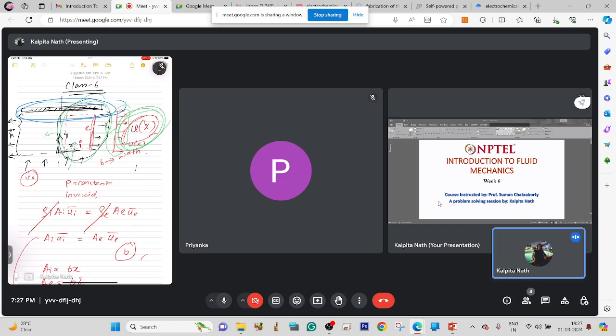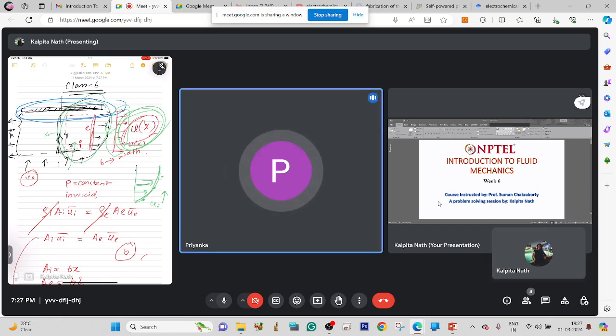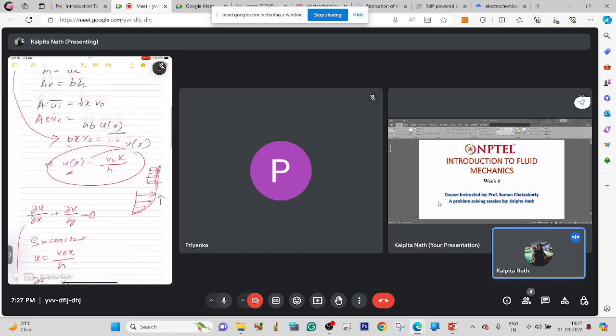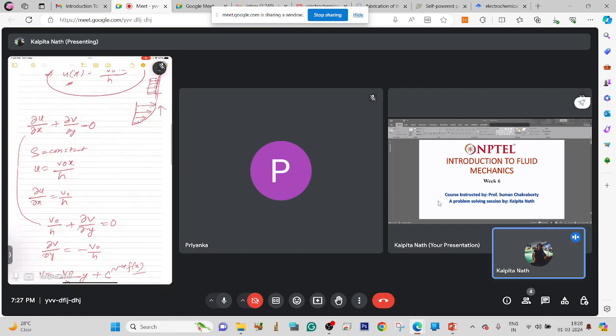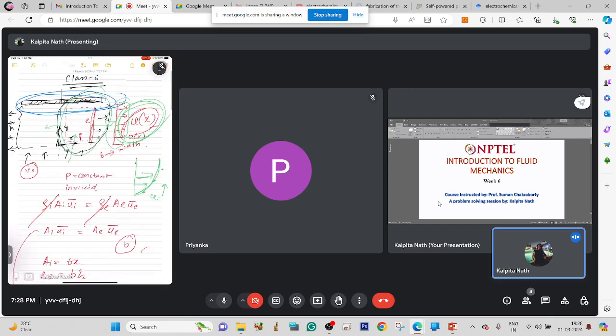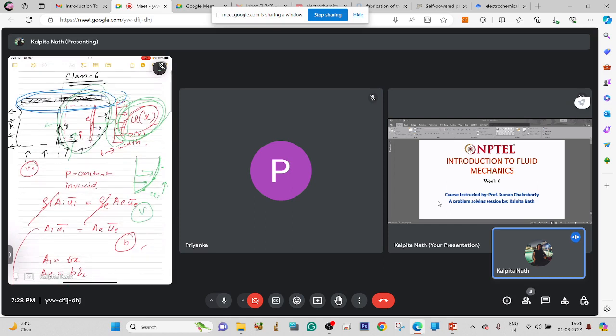So if the profile is parabolic, at this point the velocity is different, at this point different, at this point different. That means along the y direction also, the velocity u is varying, right? But here we found v of y also, we have found it because v is the y component of velocity. You understood the difference, right?